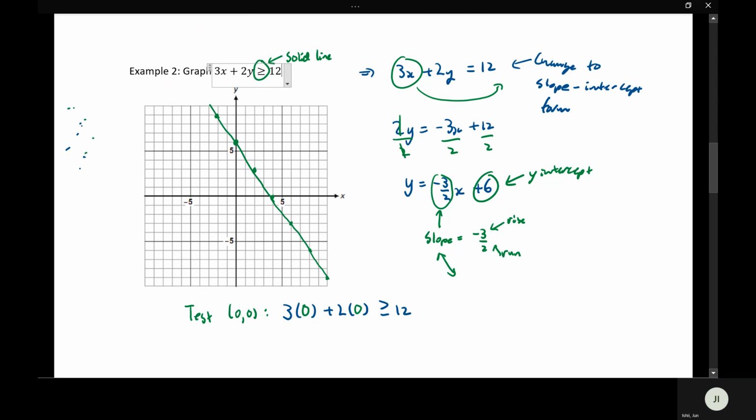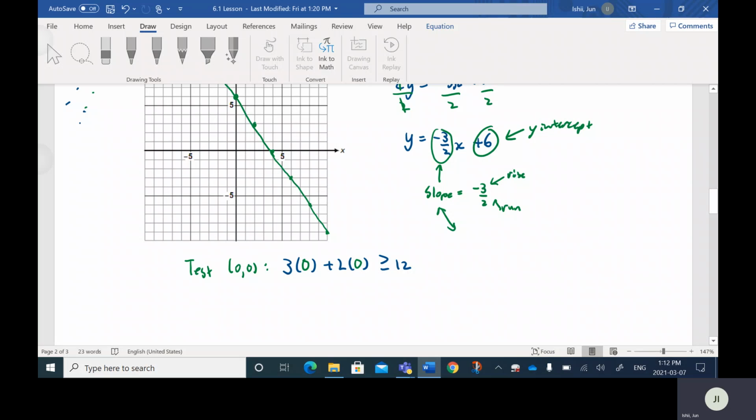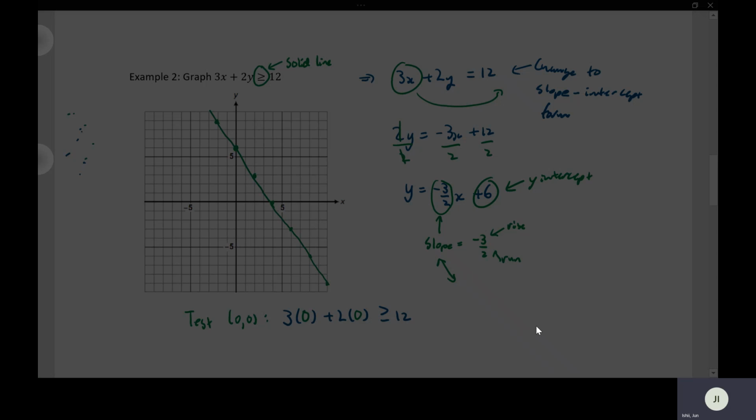So, not sure. Sorry guys, one second. Put that screen back up.